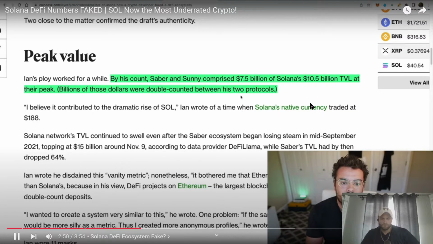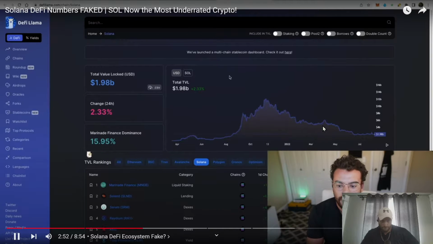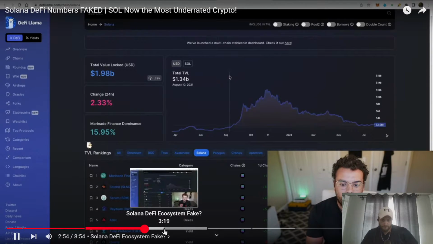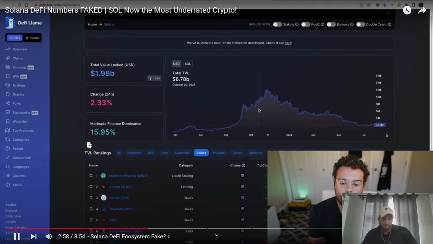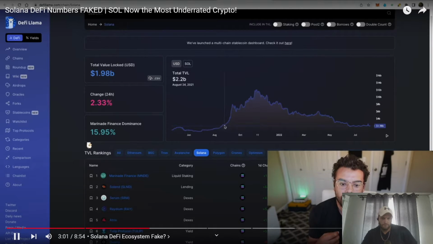Now, why that's an issue is because one of the big things that folks were talking about, especially back in the fall of last year, was how incredibly quickly the Solana DeFi ecosystem was growing. But in reality, a large chunk of this was being double counted, it was faked. It wasn't net new funds coming into the DeFi ecosystem.